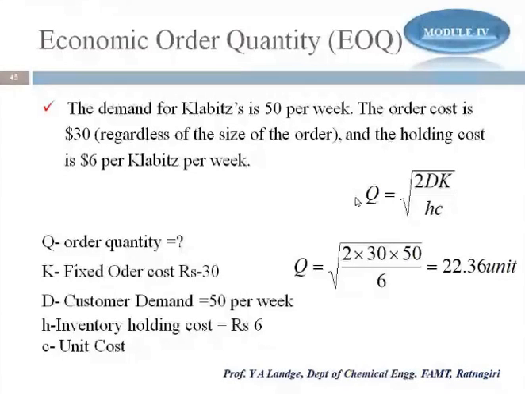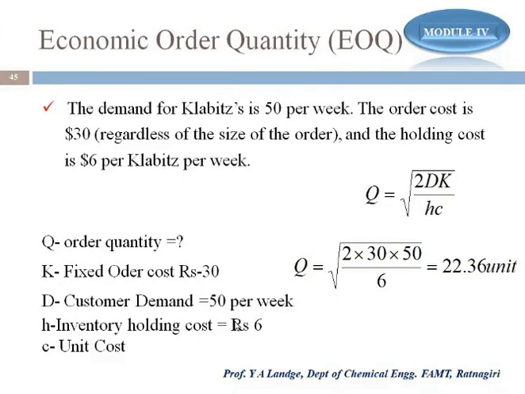Okay, now these are the quantities given. This is the demand, which is called D. Order cost is 30, that is the fixed order cost. We are given 30. Okay, and the holding cost is 6. From that we try to know the value of Q, that is how much you need to order or purchase. So we have this formula, Q is equal to the square root of 2DK by H. K is the fixed order cost, it is 30. D is the customer demand, it is 50 units per week. And the inventory holding cost is 6.